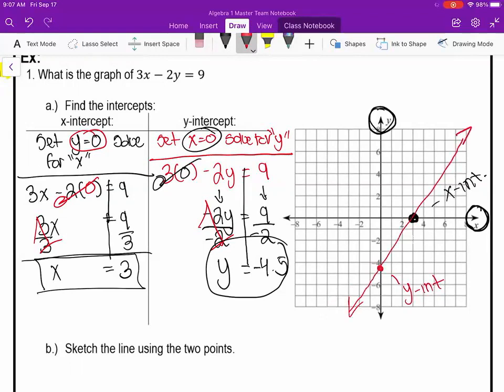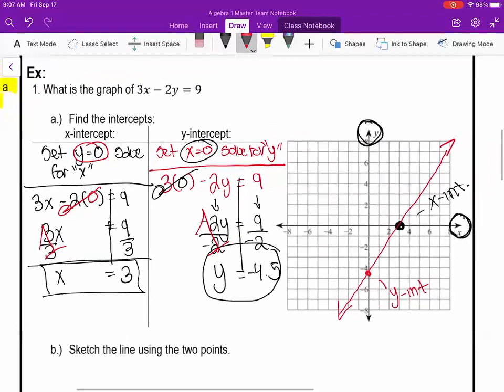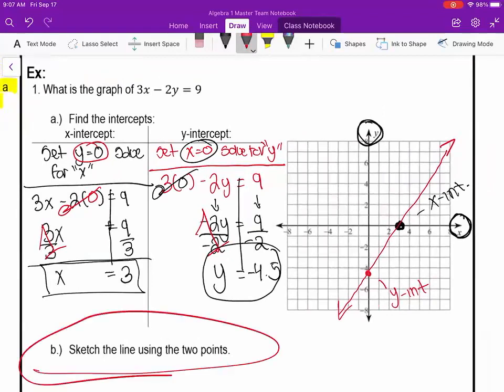Okay, that's much better. So that is my linear equation. And that is how I want you to graph a linear function when it's given to you in standard form. You got to find the x-intercept, you got to find the y-intercept, and at the end, all you got to do is sketch the line using the 2 points.